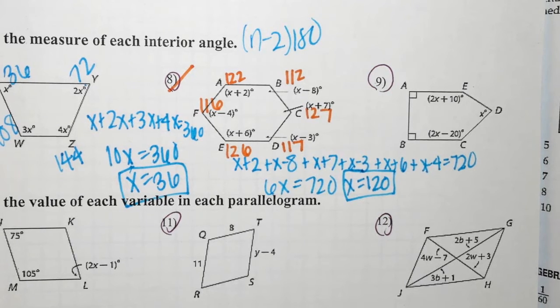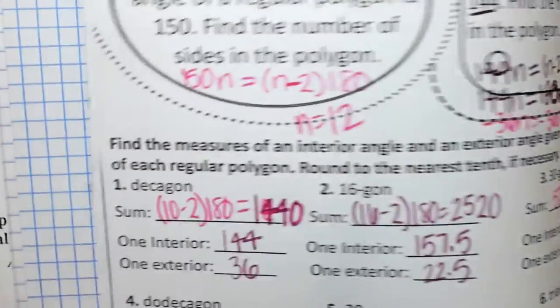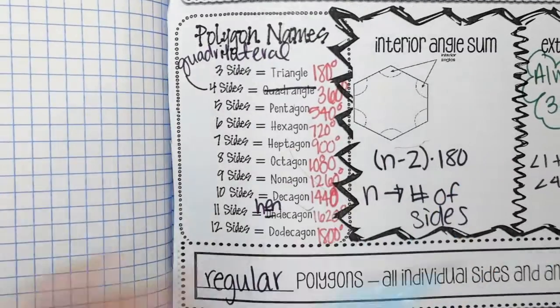Alright, number 9. What are you going to set that equal to? And if you didn't know that, don't we have that information in our handy dandy notebook? It's like Blue's Clues up in here, guys.